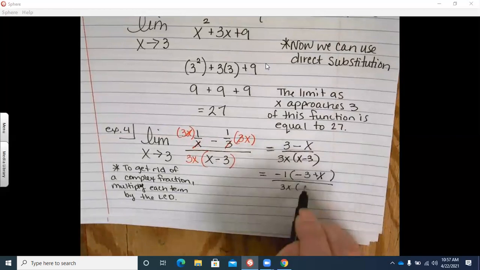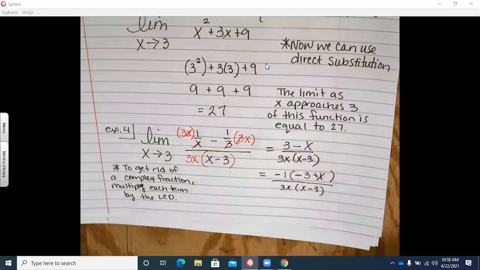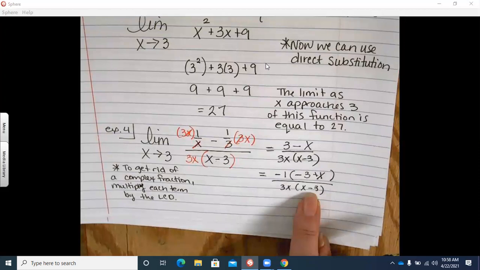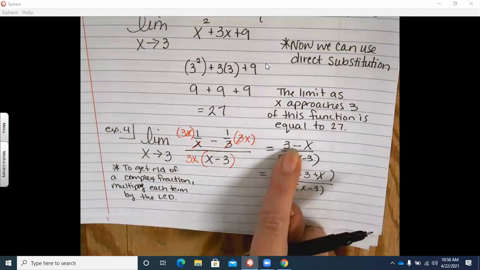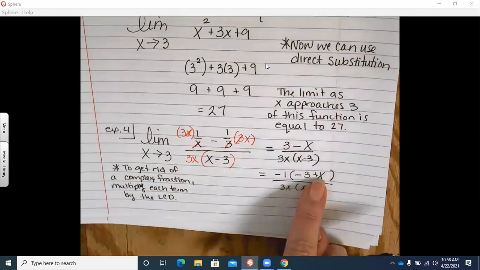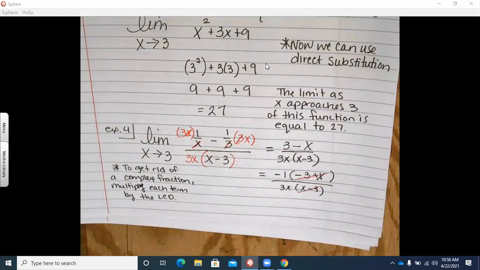Now, is negative 3 plus x the same thing as x minus 3? Yeah, because I could rewrite it as x minus 3. Do I have to rewrite it to cancel it out? No. If it confuses you, rewrite it. But just let me point out, 3 minus x will not cancel with x minus 3. But if we just factor out a negative 1, that will change both signs, and then they will become exactly the same. Then we can cancel them out. Okay? That's what we wanted to happen. Equals negative 1 over 3x.